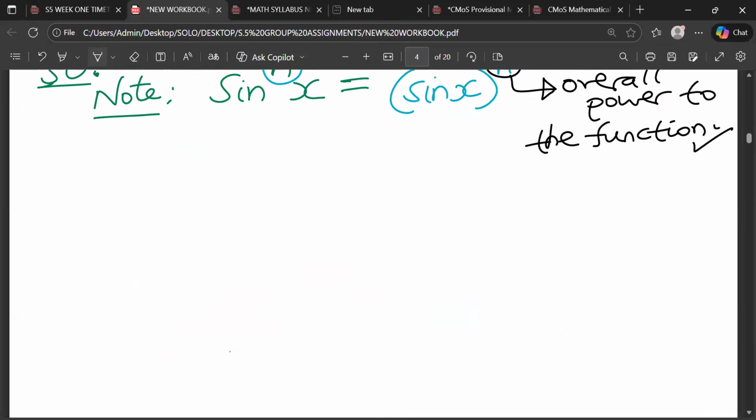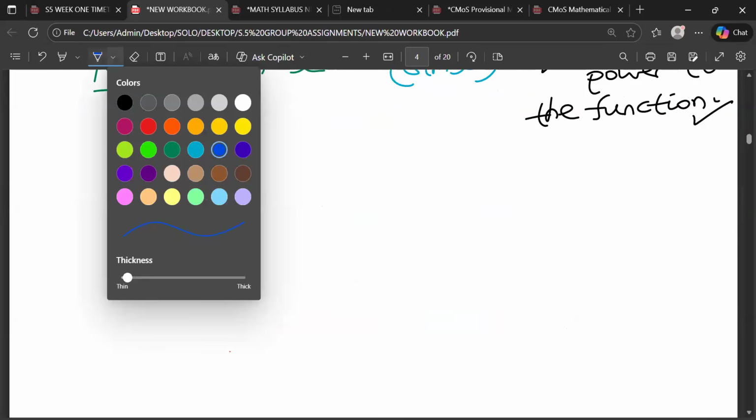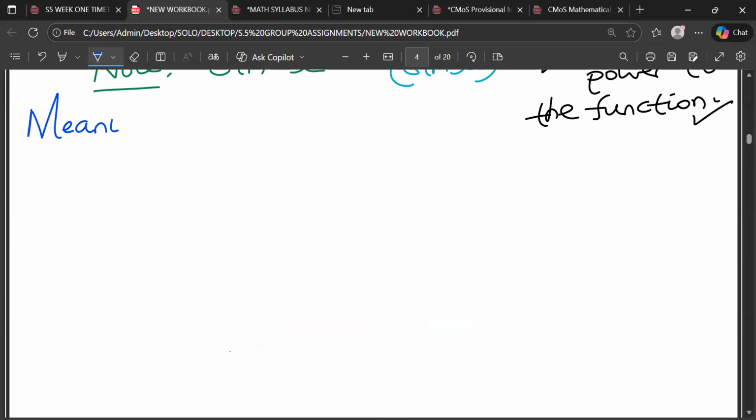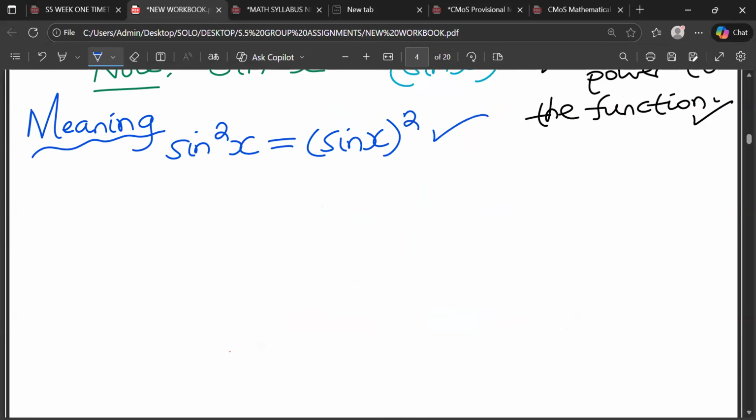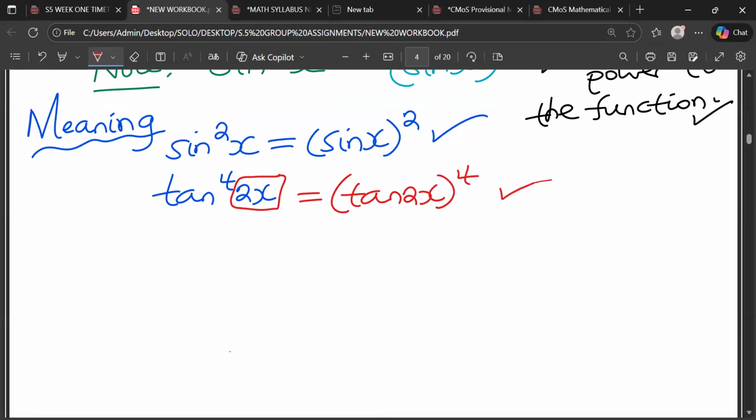You get it by force. What do I mean? Someone may be like, but still I'm not getting it. You're even making it worse. Okay, let me make it now worse. This is what I mean: when you're having sine squared x, the squared is a power for the whole function, sine x. When I say tan to the power 4 of 2x, I want you to follow. The angle is the 2x, but the power 4 is the power for the whole thing. Tan 2x, then the overall power is 4.